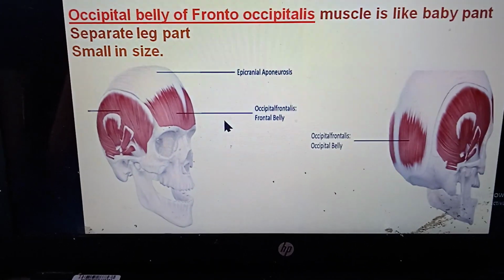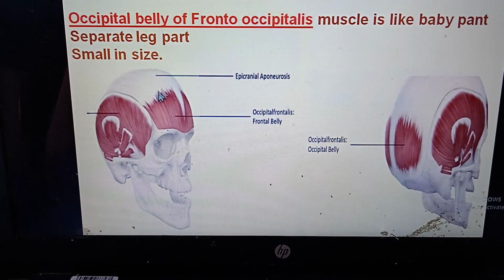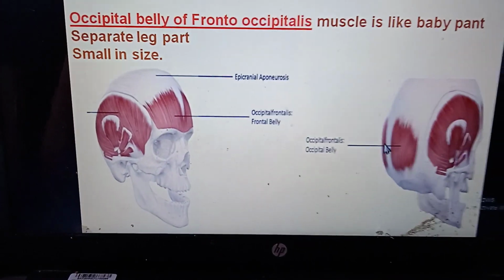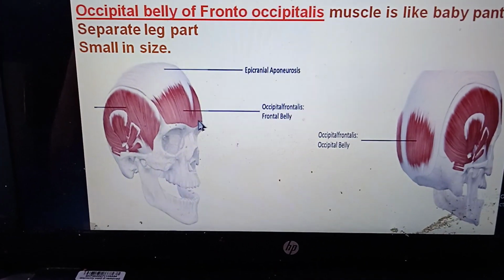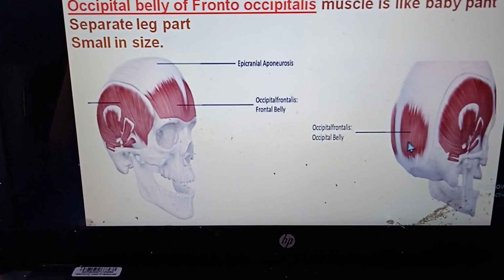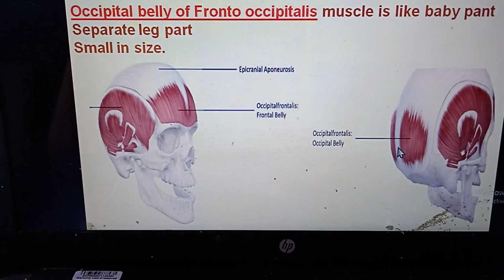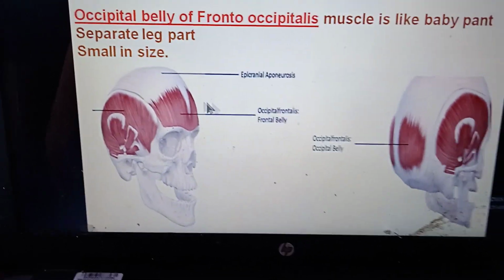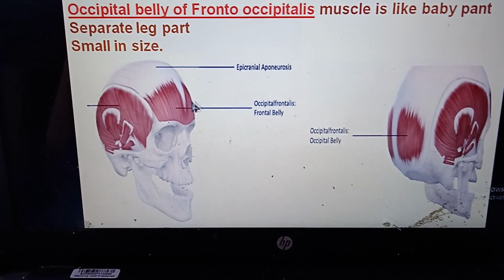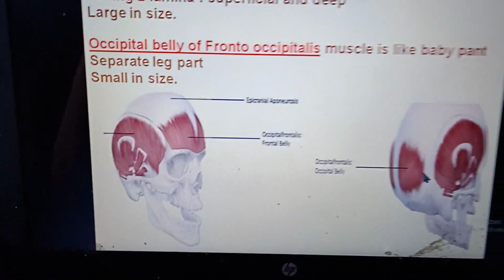And just look here, the frontal belly is large, whereas the occipital belly is small. The frontal belly is attached at the lower end, whereas the occipital bellies are separate, just like a pant. And here it is attached just like the neck of the shirt, and it is just like a pant.